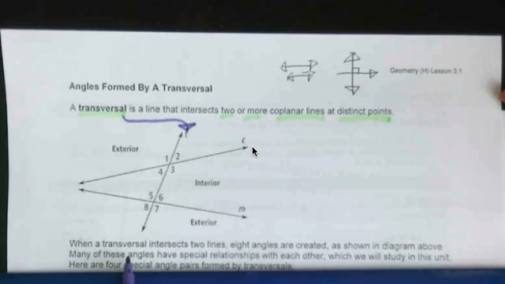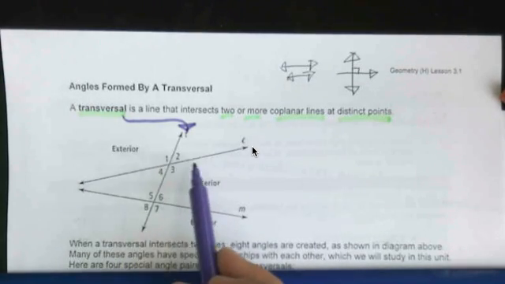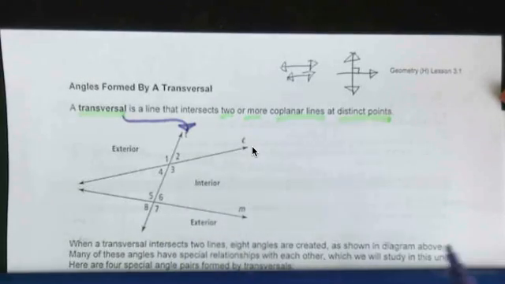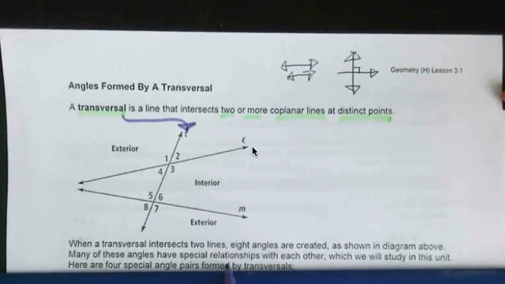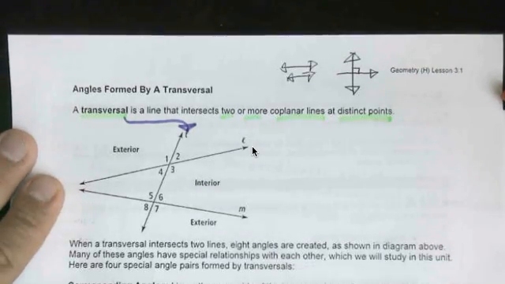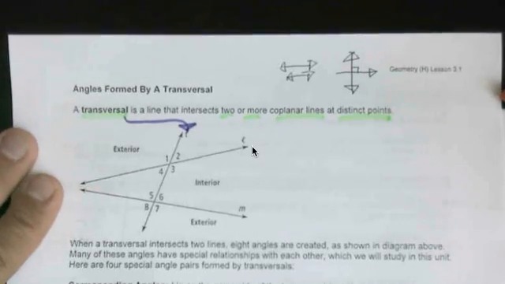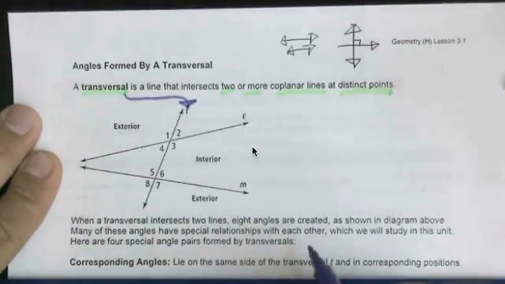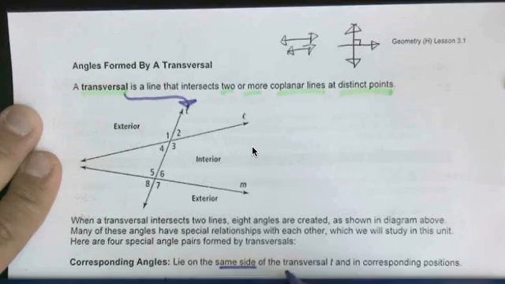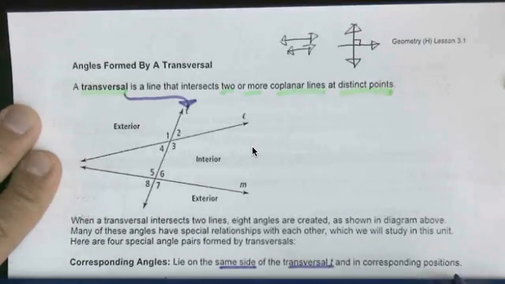When the transversal intersects two lines, 8 angles are created, seen here. We have 8 of them. As shown in the diagram above, many of those angles have special relationships with each other, which we will study in this unit. We'll be looking at 4. Starting with the first one, corresponding angles. These lie on the same side of the transversal, T, and in corresponding positions.